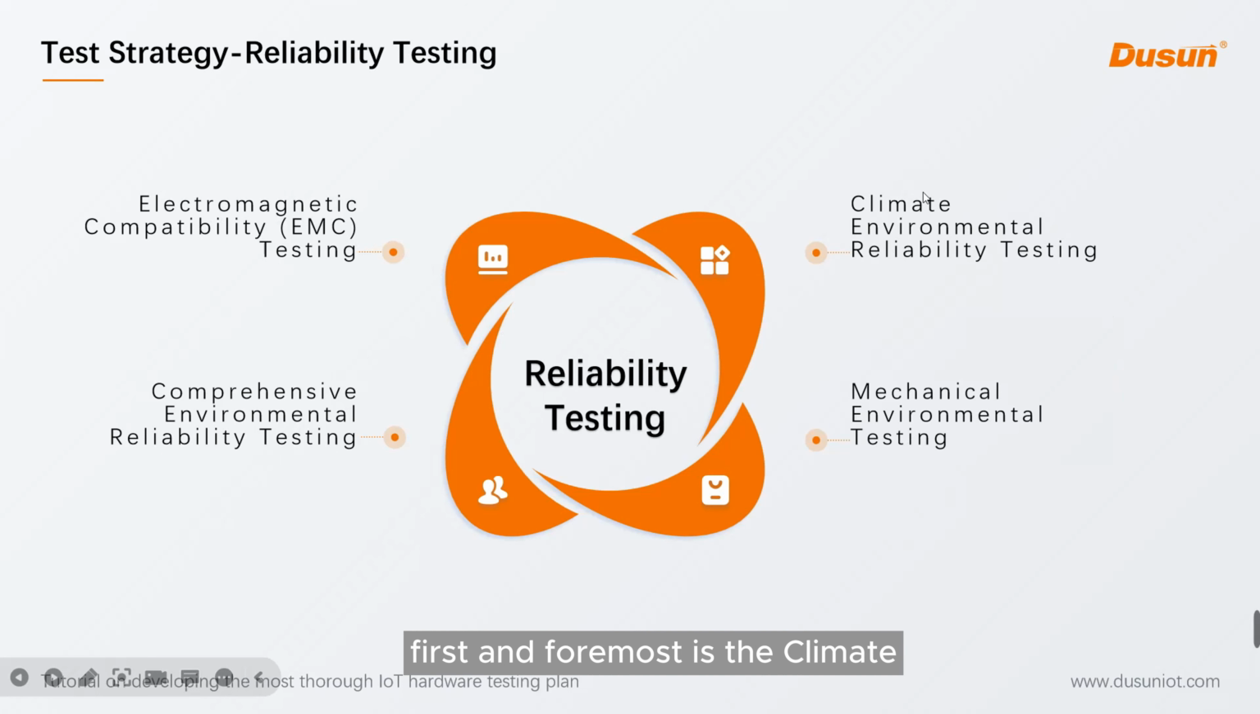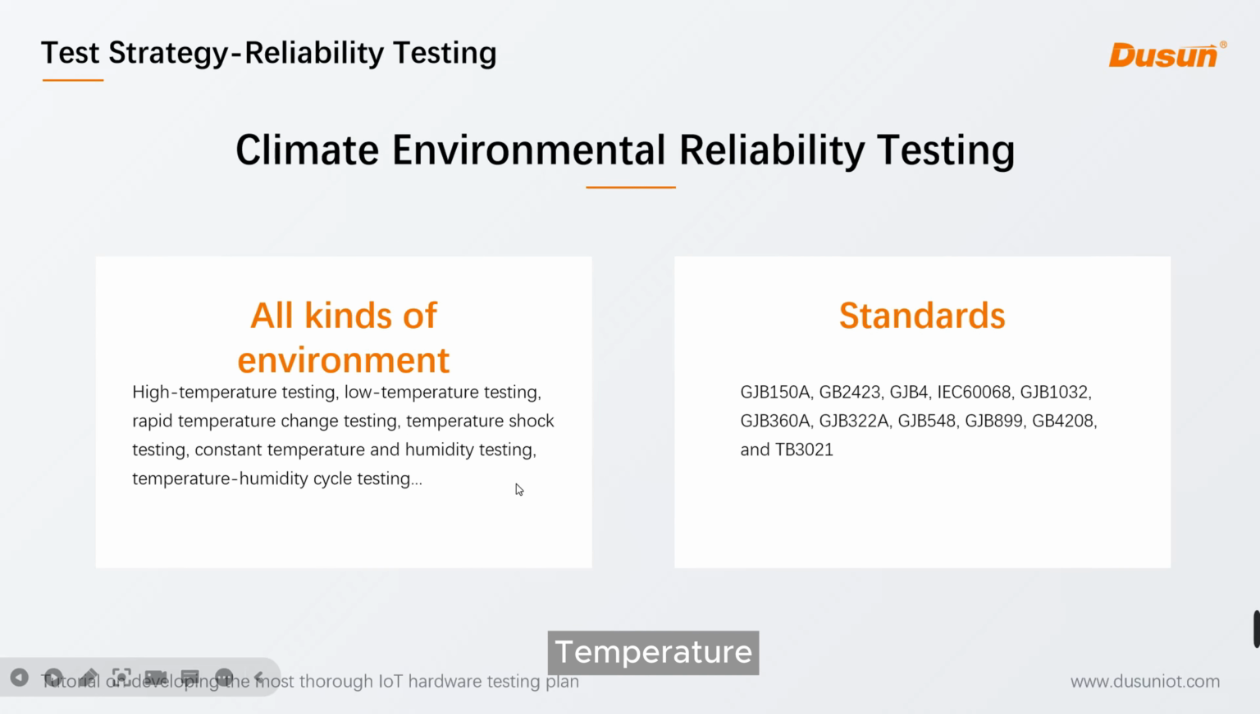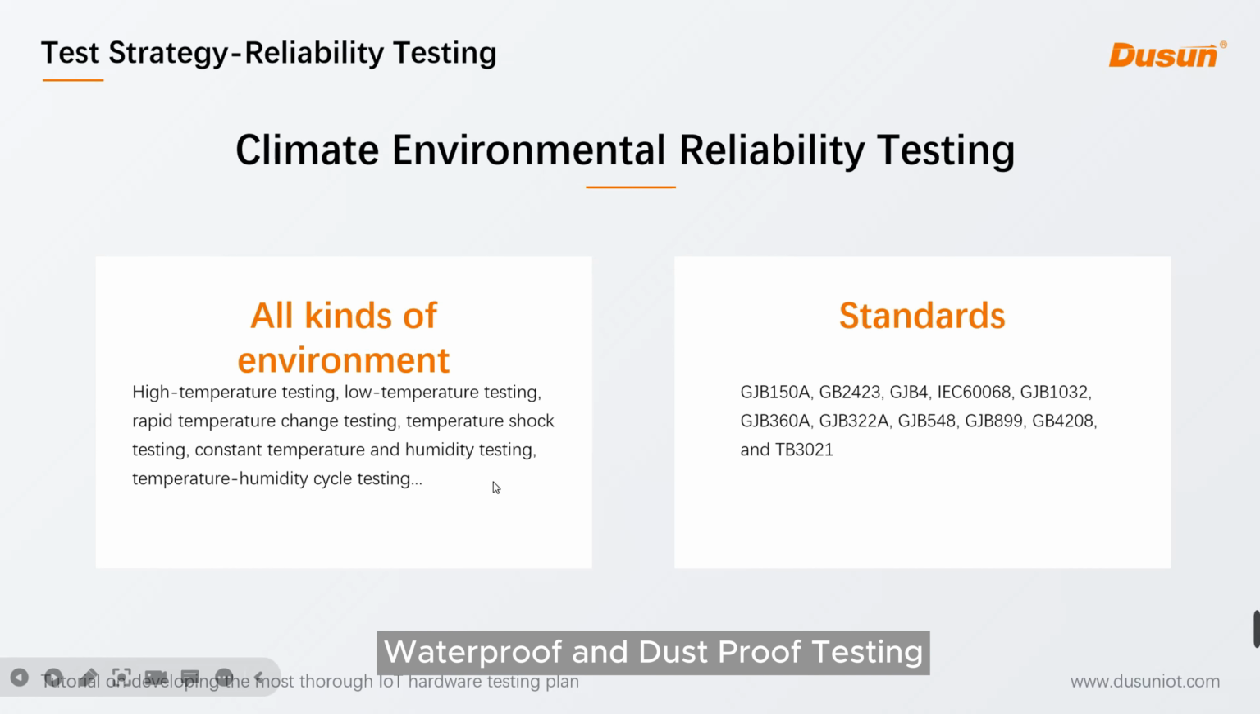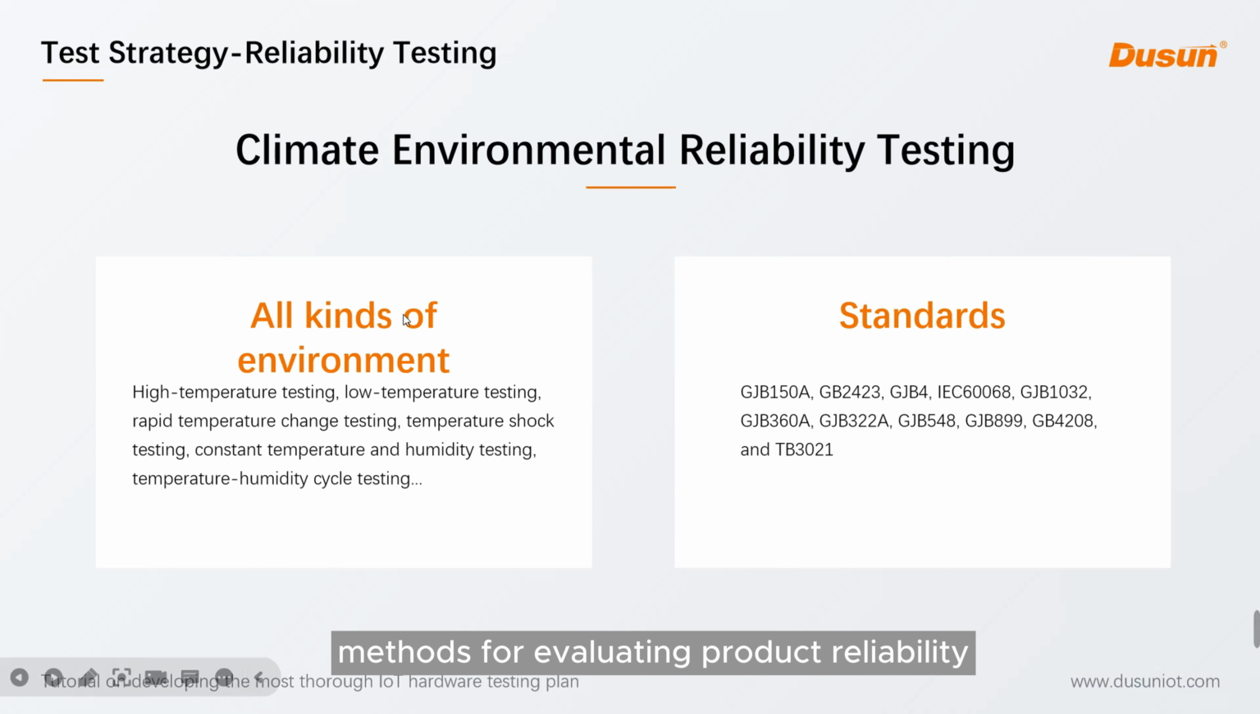First and foremost is the climate environmental reliability testing, which includes high temperature testing, low temperature testing, rapid temperature change testing, temperature shock testing, constant temperature and humidity testing, temperature humidity cycle testing, salt fog testing, waterproof and dustproof testing, UV aging testing, and xenon lamp aging testing, among others. These tests aim to assess the product's adaptability to various environmental conditions, making them crucial methods for evaluating product reliability.